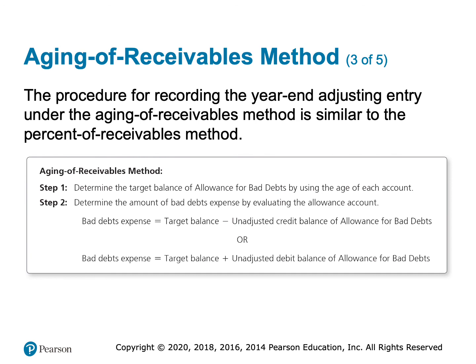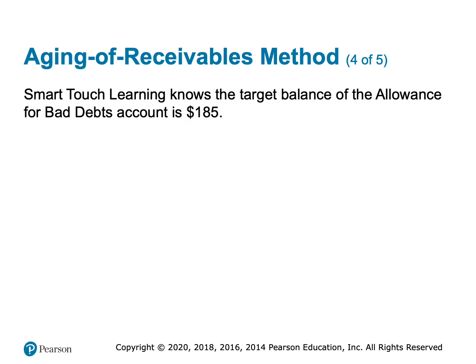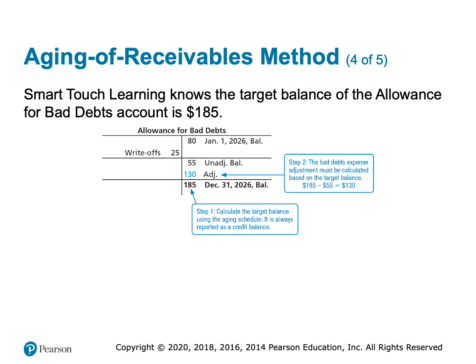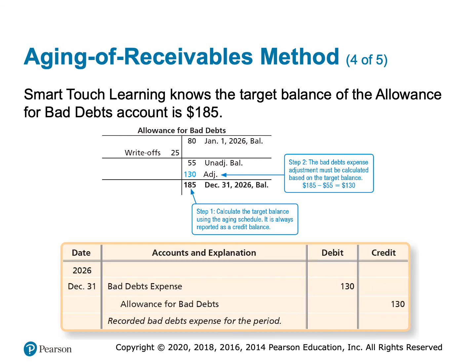So again, I'm going to determine the target balance by using the age of each account and multiplying the age by the percent and then adding all that up. And then I'll back into the bad debt expense amount. So in this case, since I know the target balance needs to be 185, it was 55 before, 55 credit, we're back to being Smart Touch Learning, and I'd need it to be 185. That means I need to have an adjustment of 130. So my adjusting entry needs to be to debit bad debt expense, credit the allowance for bad debt for $130.